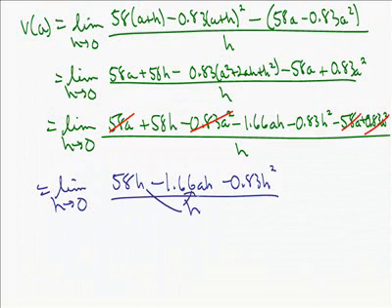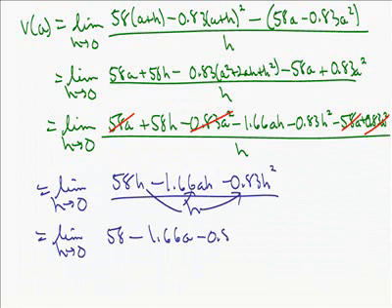Now dividing each term here by h, what do we get? We get the limit as h approaches 0 of 58 minus 1.66a minus 0.83h. And now plugging 0 in for h, which we can do now because the function is defined and continuous at h equals 0, gives me 58 minus 1.66a.